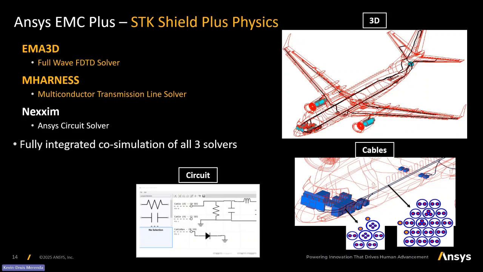And so we have a cable engine, which is called M-harness, which is a multi-conductor transmission line solver that has a very elaborate interface in Discovery to be able to create very complex harnesses, as you can see on the bottom right. And then even further in EMC Plus, which is not something that's part of STK Shield Plus today, you can create more complex circuit terminations at the end of those cables to be able to handle filters and more complex diodes, for example, as you can see here. So everything is all integrated within the solver that is used in STK Shield Plus for physics and solving these problems. And so all of these are there under the hood.